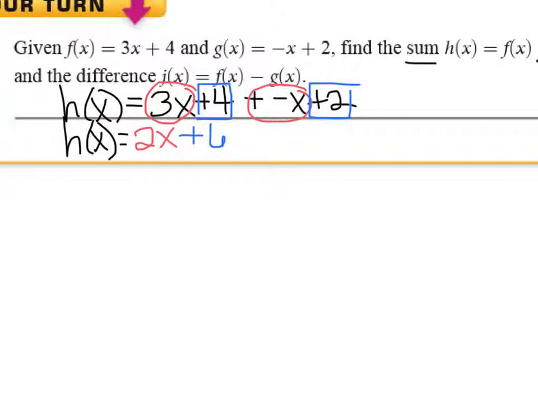Now the second part to this question says to find the difference. So go ahead, work on it, confer with your groups when you get your answer, and then unpause in order to check your work.